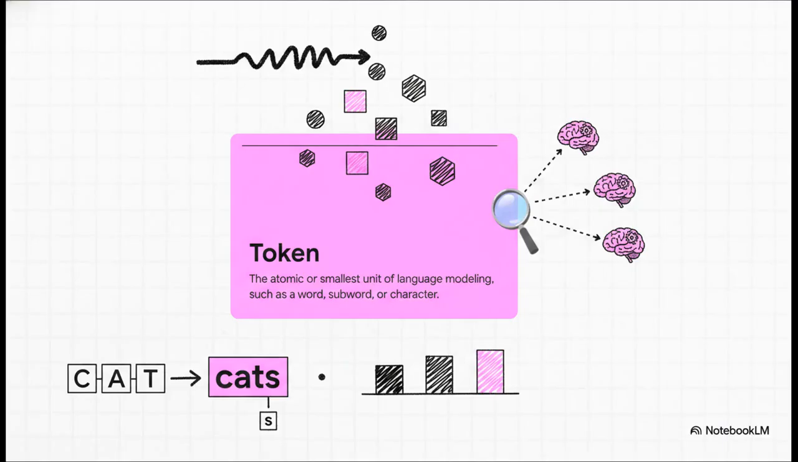Okay, so you and I read words, but AI, it doesn't. It uses what's called a token, which is literally the atomic unit of language modeling. Now, a token can be a whole word, a subword, or even just a single character. For example, the word cats is actually processed as two entirely distinct chunks. You've got the root, cat, and the suffix s. As a general rule of thumb for English, one token works out to be about 3/4 of a word. Basically, everything the AI ever processes is chopped up into these tiny little puzzle pieces.